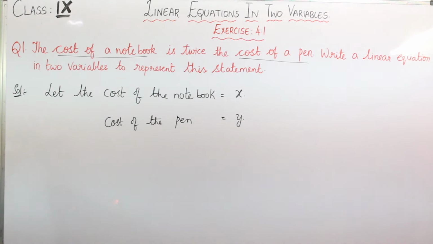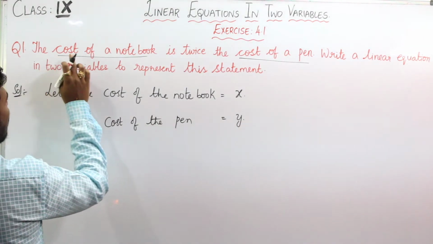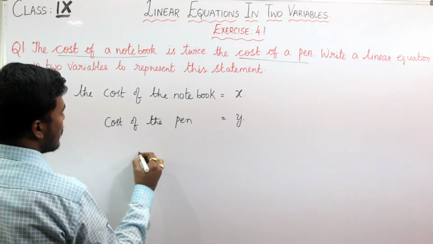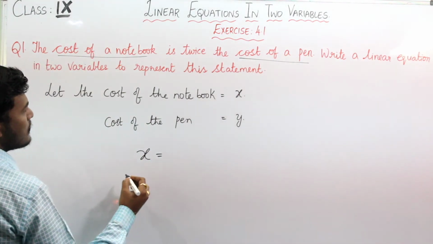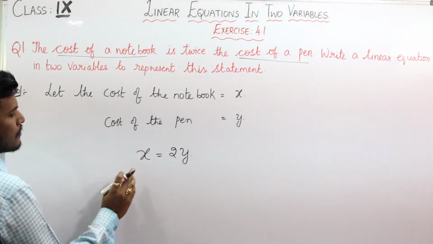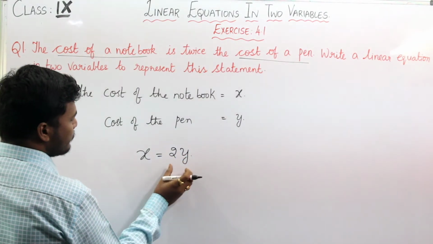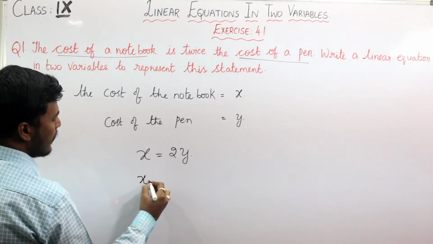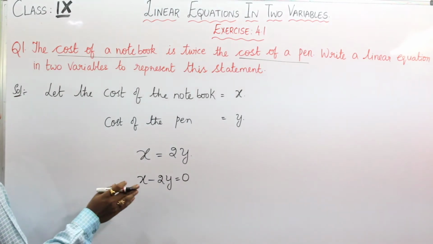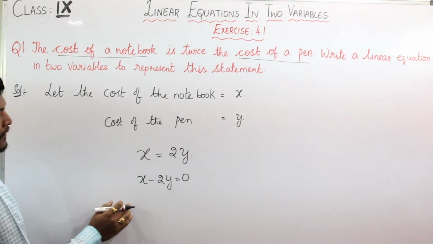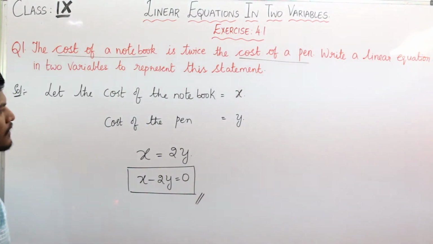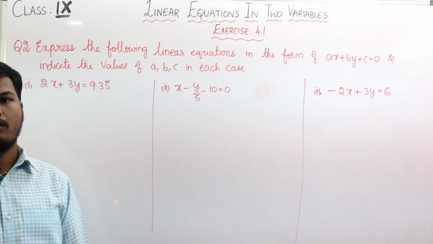So initially we have to assume the given question and find what the variables are in that. Now what is the condition given to us? The cost of a notebook is twice the cost of the pen. So the cost of a notebook is x, which is equal to twice, means 2 times, the cost of the pen. So x is equal to 2y. Now shift this term here, then it will become x minus 2y is equal to 0. So this is the representation of this question in two variables. Therefore the required equation is x minus 2y is equal to 0.